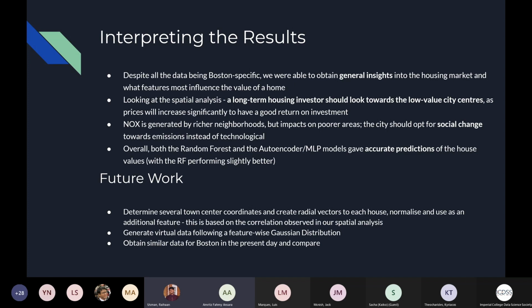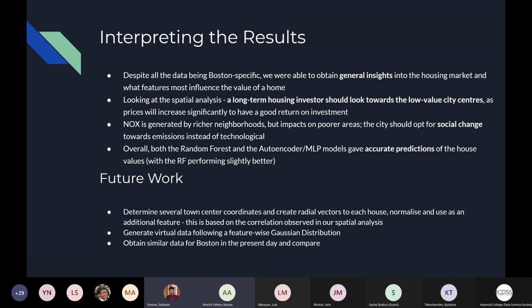We've also seen that NOx is generated by richer neighborhoods, but impacts poorer areas. So the city should opt for social change towards emissions instead of technological. And overall, both our random forest and our autoencoder multi-layer perceptron models gave accurate predictions of the house values, with the random forest performing slightly better as expected.